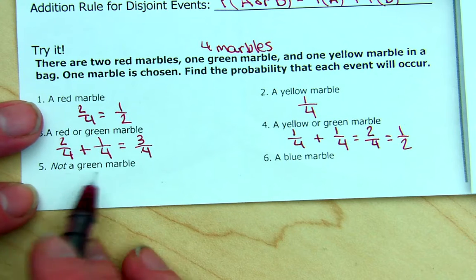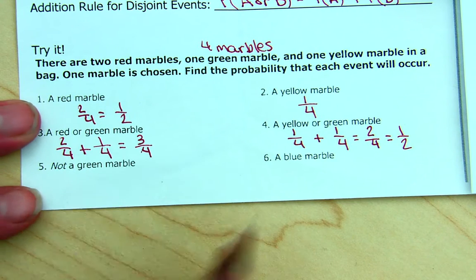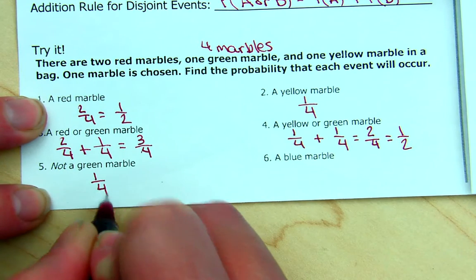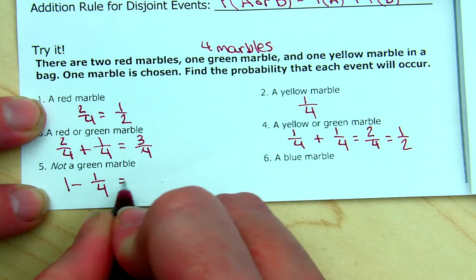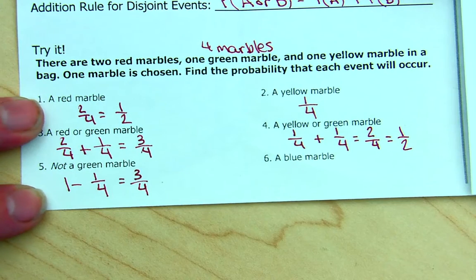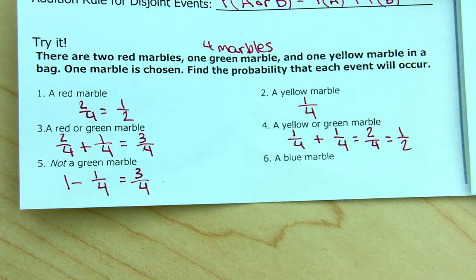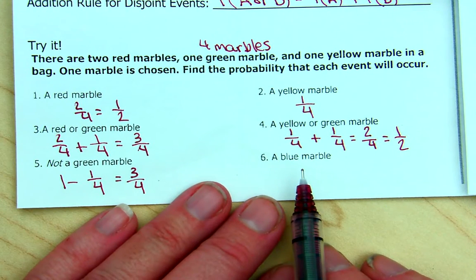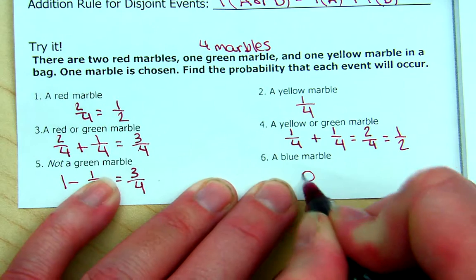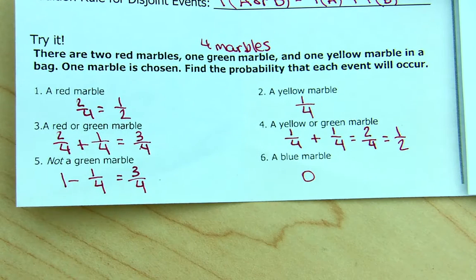If we say not a green, this is where we can use our complement rule. Because we know green is 1/4. If we want not green, we could just do 1 minus 1/4. Or we can add together all the other options. We could have done red plus yellow. We'll get the same thing. What's the probability of a blue marble? 0. No blues.